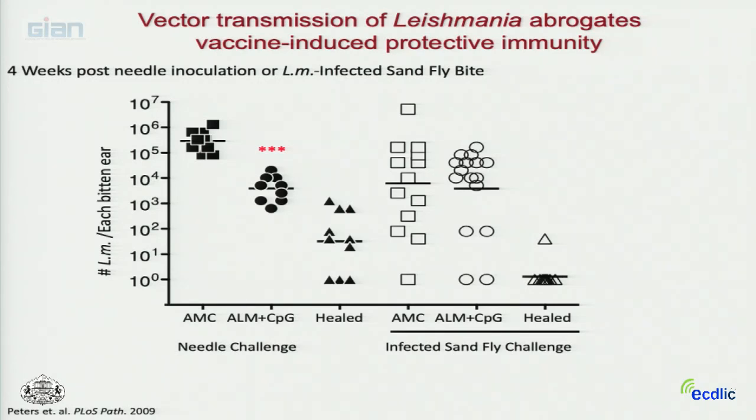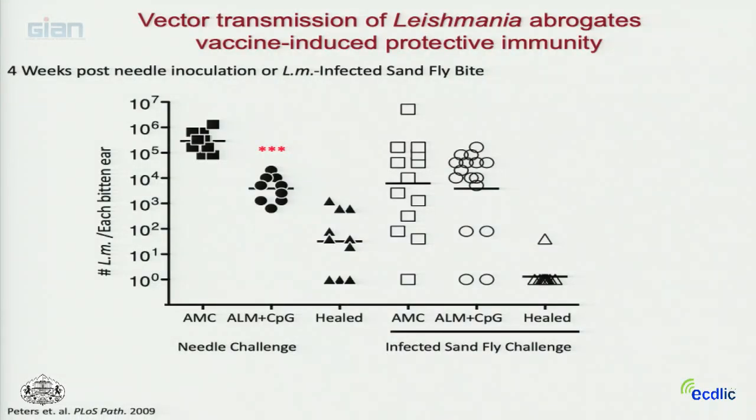And vaccines, recombinant or subunit vaccines, should always be measured in parallel studies with the strength of the protection conferred by the gold standard of immunity, which is a healed primary infection. Because that's the only thing that confers immunity against a natural fly challenge. So if this immunity by a killed vaccine against needle challenge is not as strong as seen here, it's probably not going to work against fly challenge.